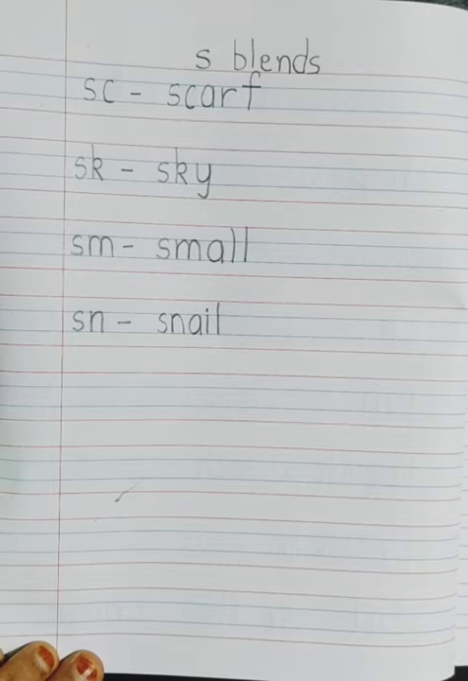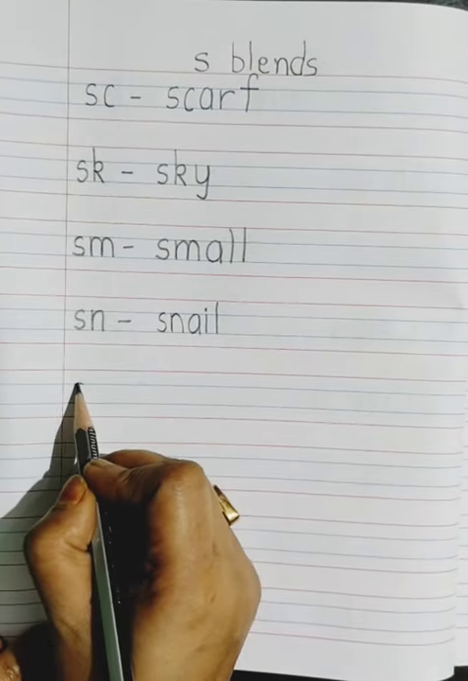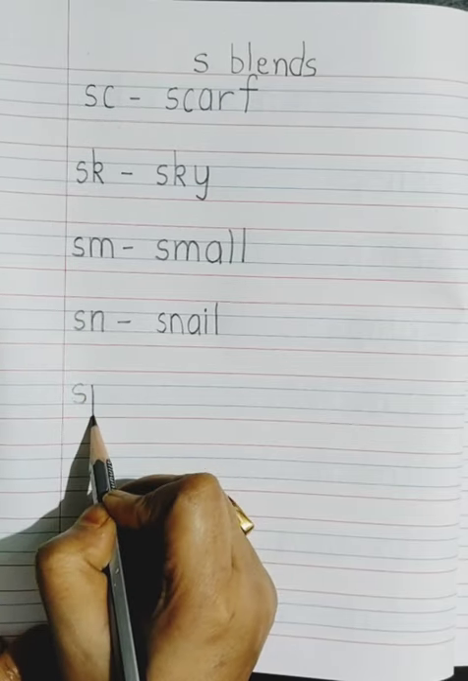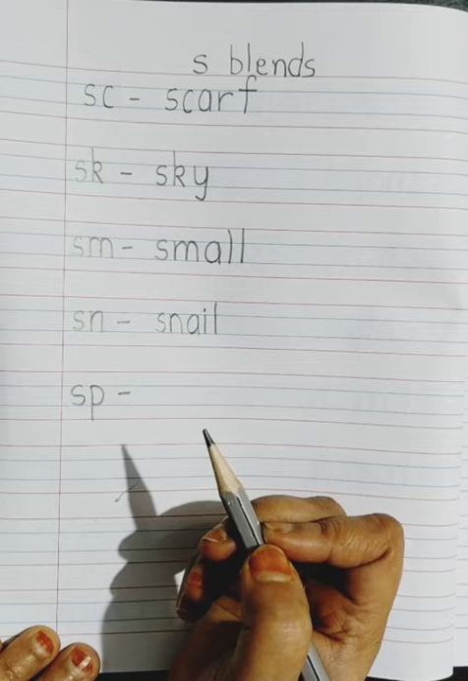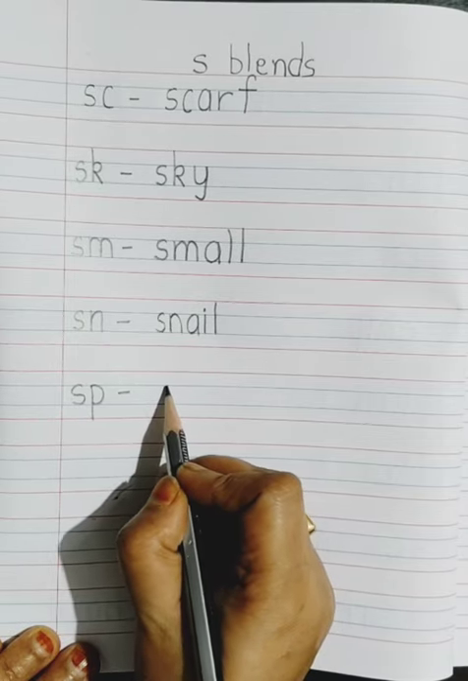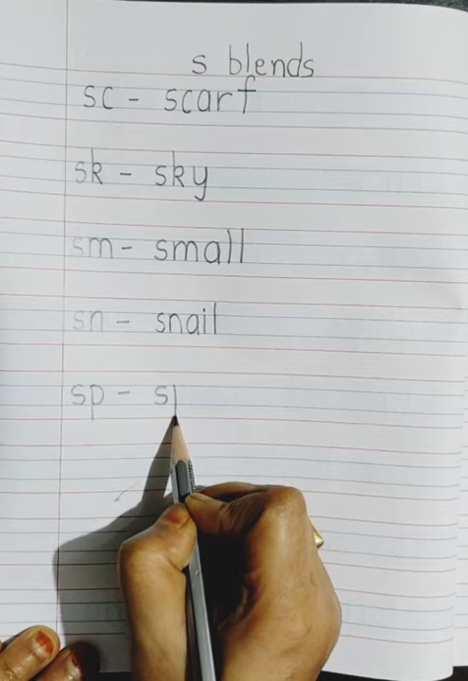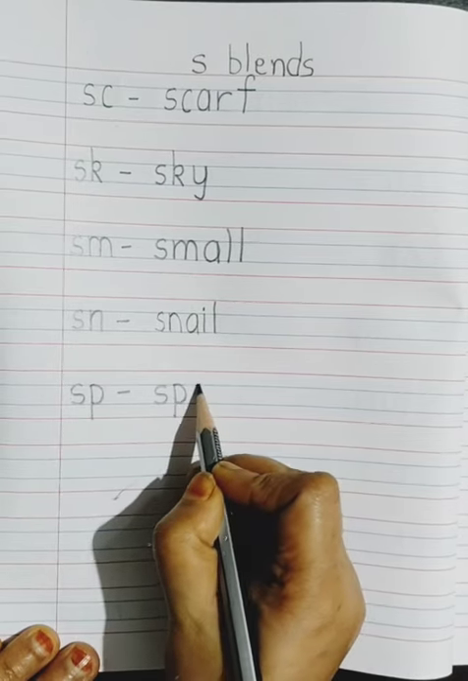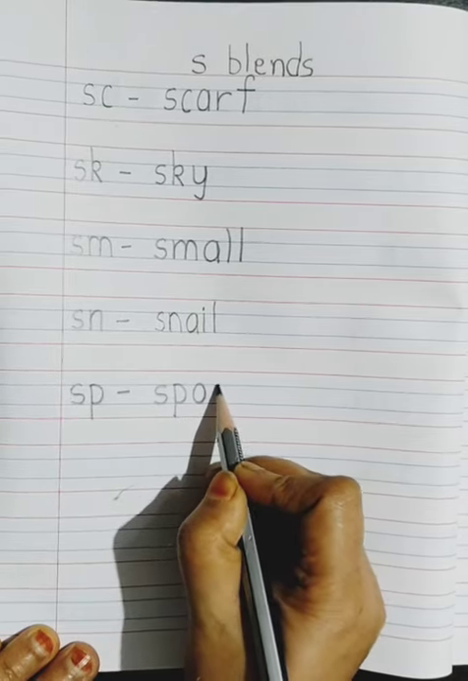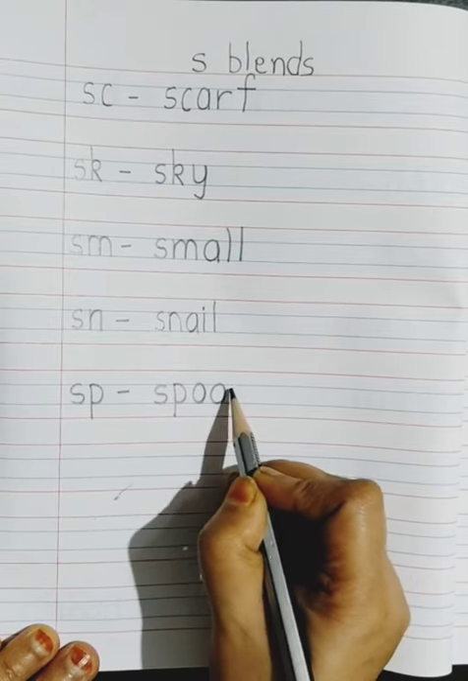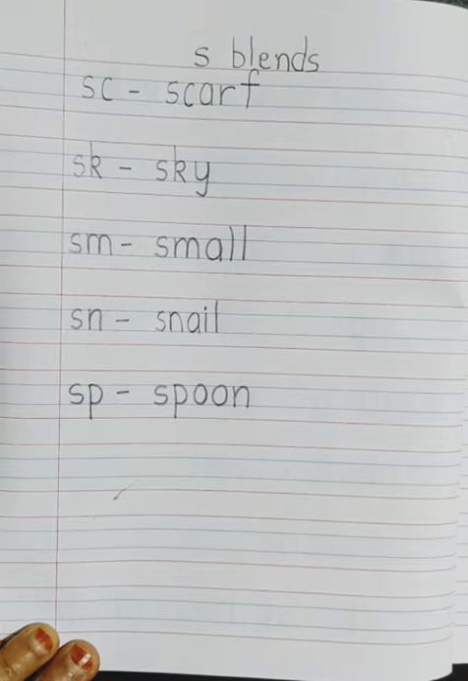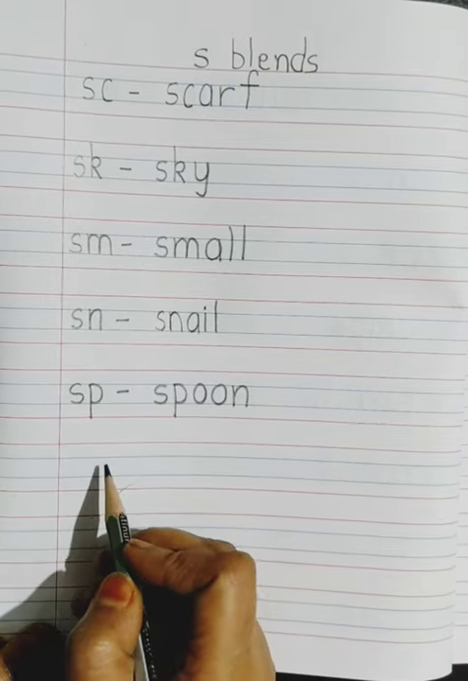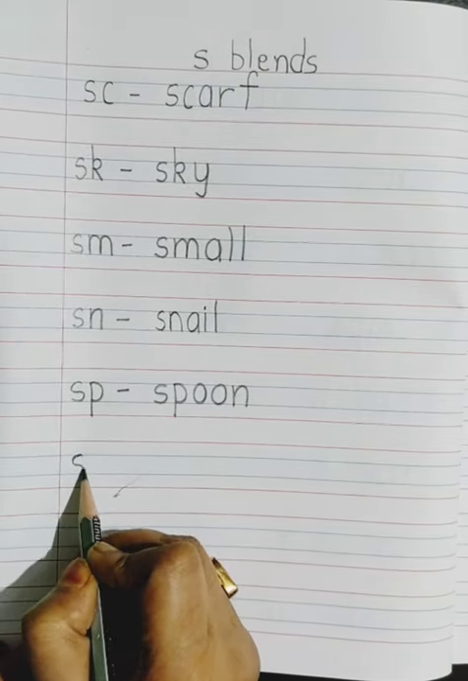Now the next word that we are going to write is S and P. S and a P. Sp. What is it? Sp. So, spoon. S, P, one O and the second O between the blue lines. Can you see? And a N. Spoon. Yes. Moving on to the next one is S and T.